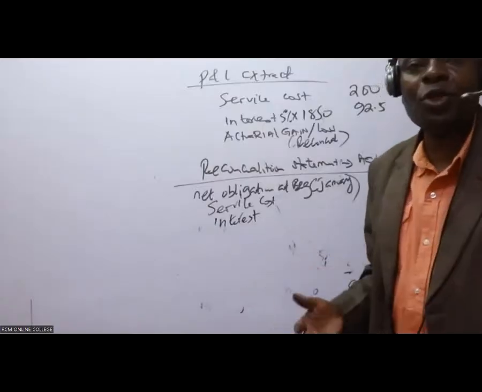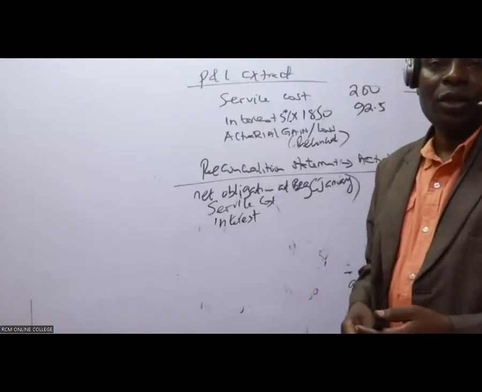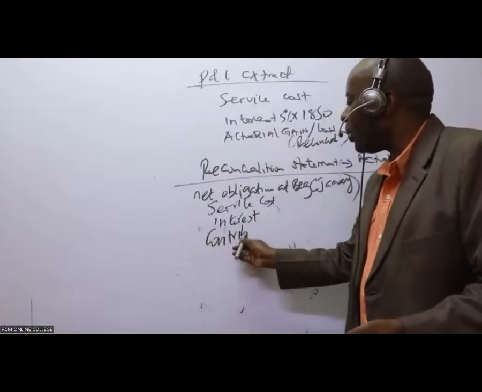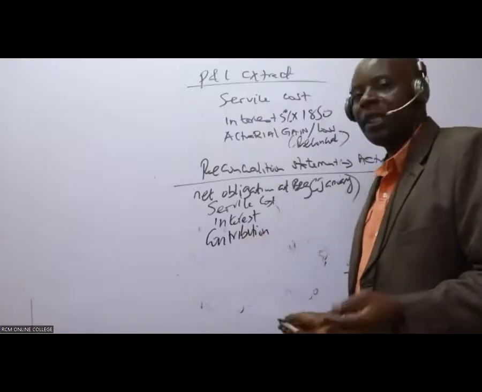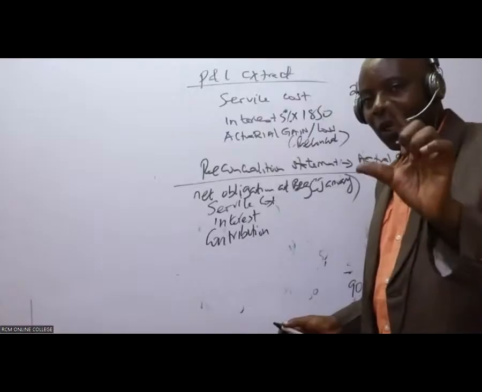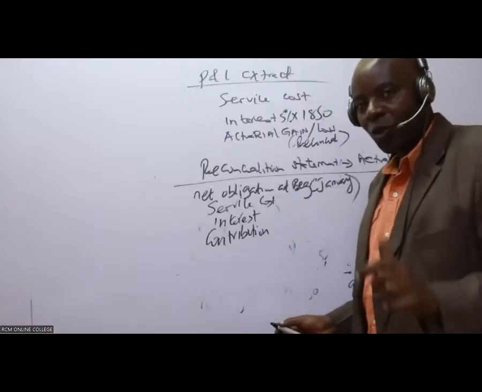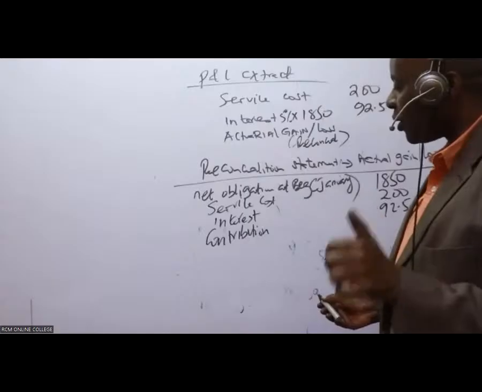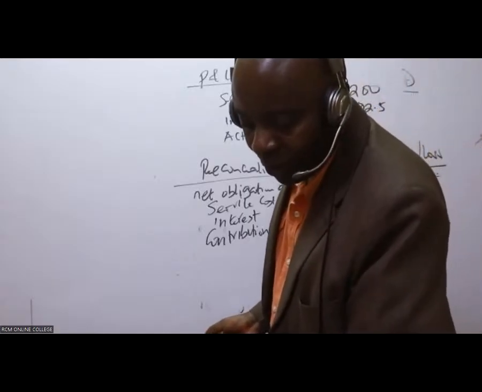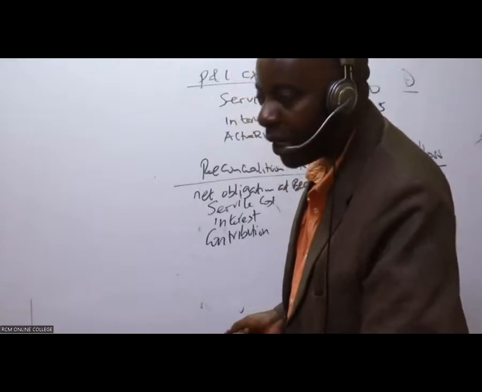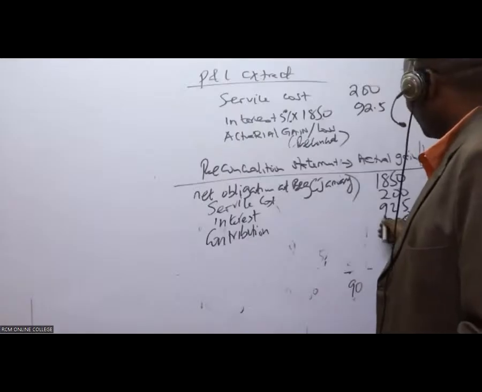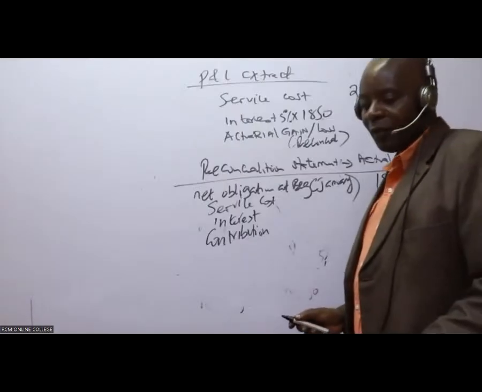The contribution received, yes. Now we know the effect. Even if I don't understand so much, I know the contribution received is increasing my assets, and therefore my net obligation is going down. So the contribution must always be deducted. Contribution is how much? 225.